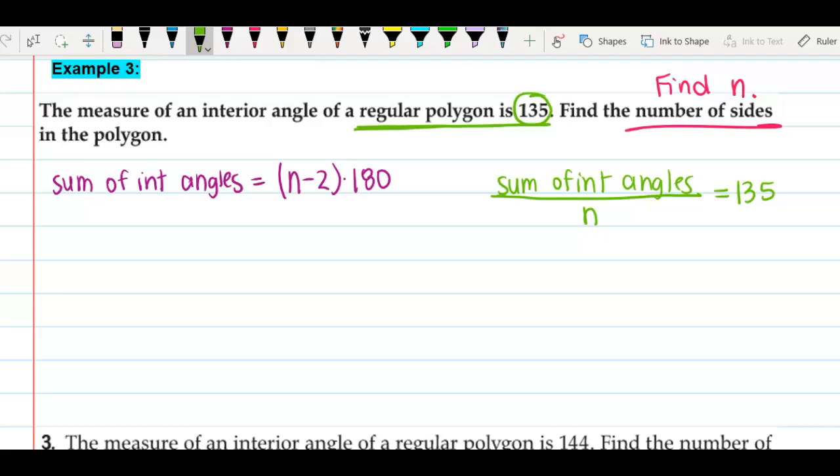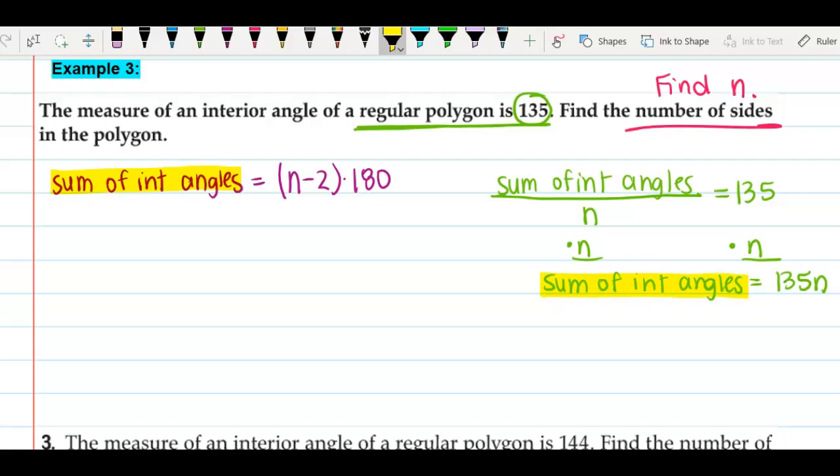When I do this, notice our first equation is set equal to the sum of the interior angles. I have that same expression in my green equation, but it is divided by n. So I'm going to multiply both sides by n. Now I can say the sum of the interior angles is actually equal to 135n.